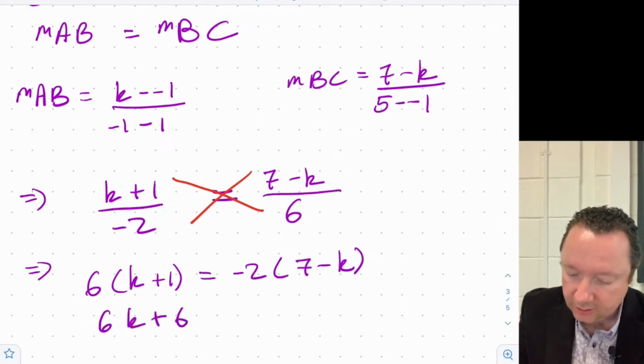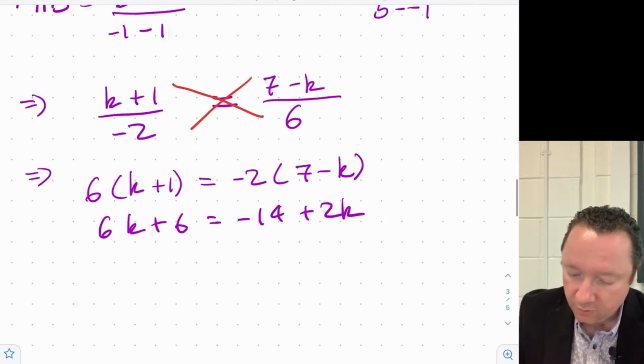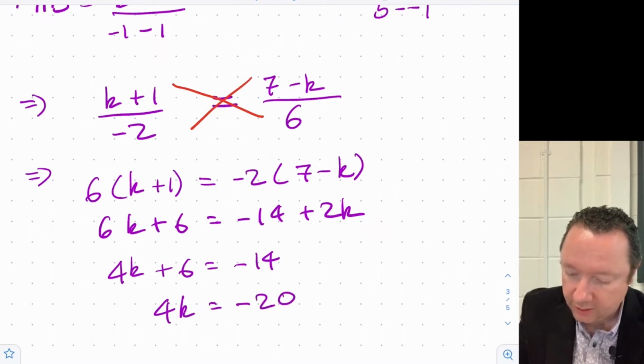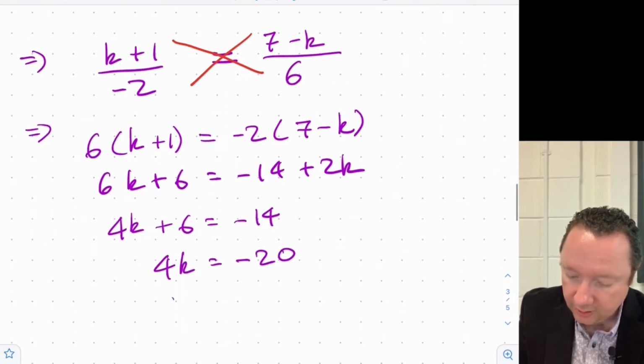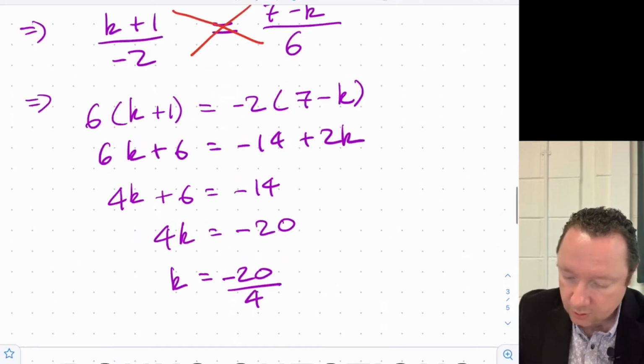6K plus 6 is minus 14 plus 2K. Moving the K's across, we get 4K plus 6 is minus 14. So 4K must be minus 20, which means K is minus 20 over 4. So K equals minus 5.